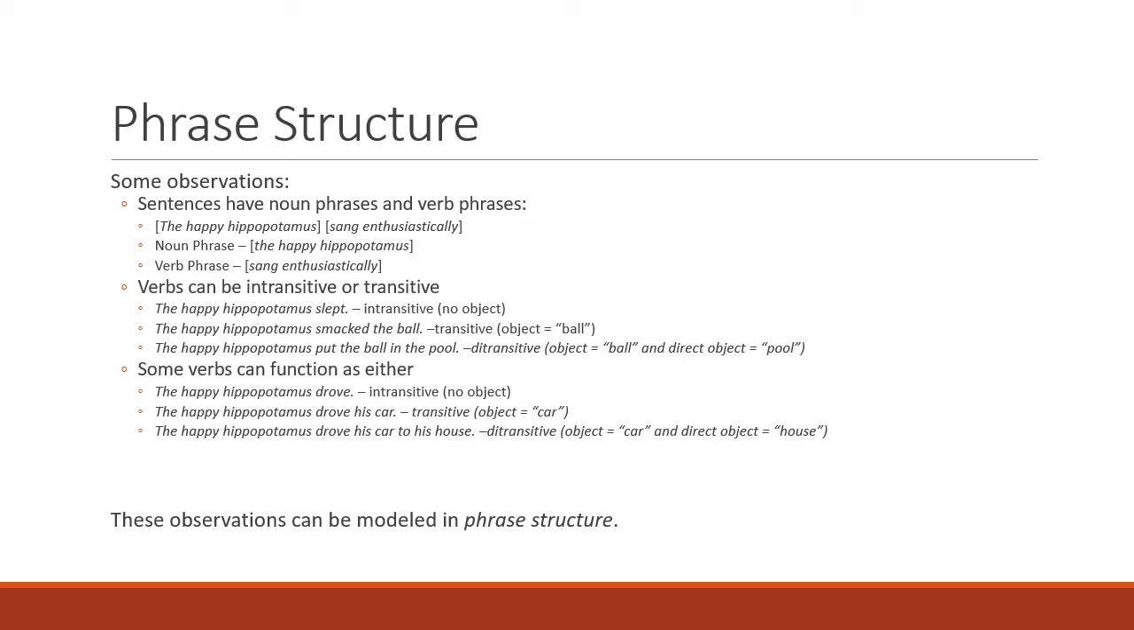So some verbs can function as either. The happy hippopotamus drove is an intransitive with no object, but he can also drive his car, and so it's a transitive using the object car. And it can also be the happy hippopotamus drove his car to his house, where it has an object, the car, and the prepositional object of house. This is going to become a little bit more relevant when we get to the complements of verbs a little bit later.